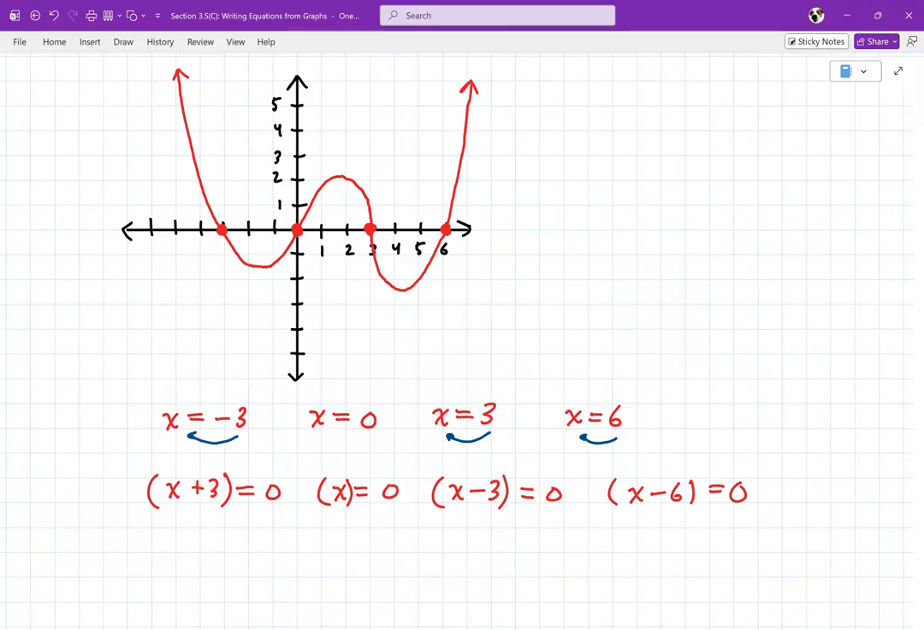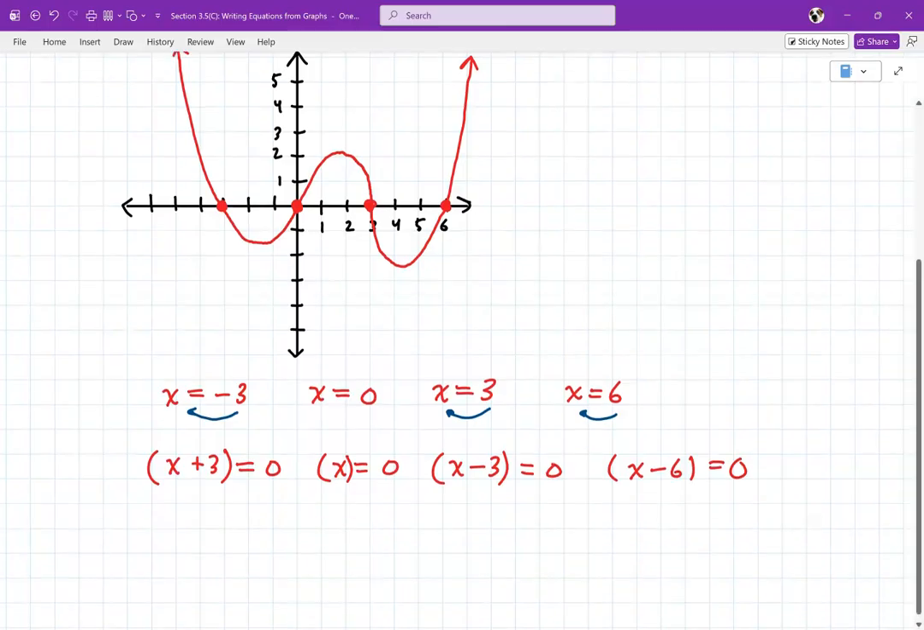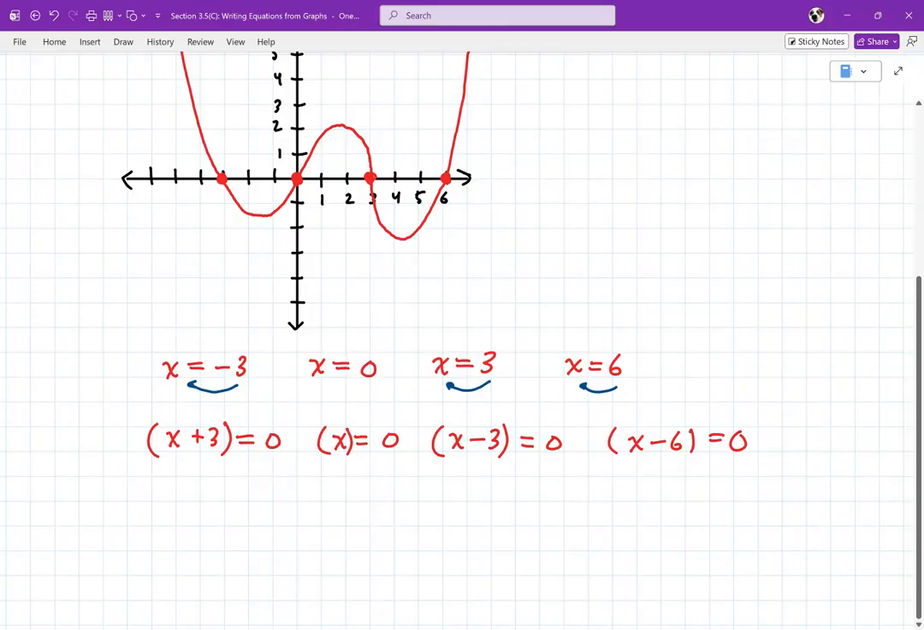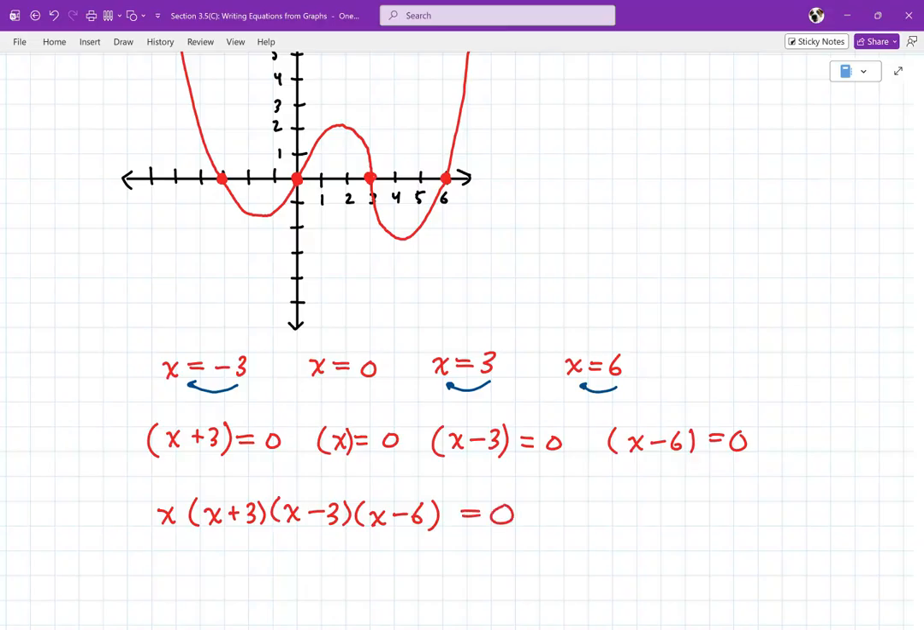Now you see everything in parentheses? I'm going to put them all together on one side. I'll start with the simple one, the x one. So x times (x plus 3)(x minus 3)(x minus 6) equals 0.